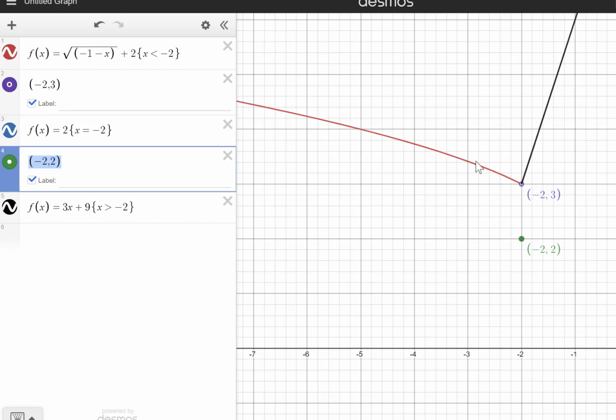Notice the left-hand limit of the function, the y value is approaching 3, and the right-hand limit of the function is also approaching 3. The limit of the function is 3. It does not matter that at that exact point the y value is equal to 2. The left-hand limit is 3, the right-hand limit is 3, therefore the limit overall is 3.